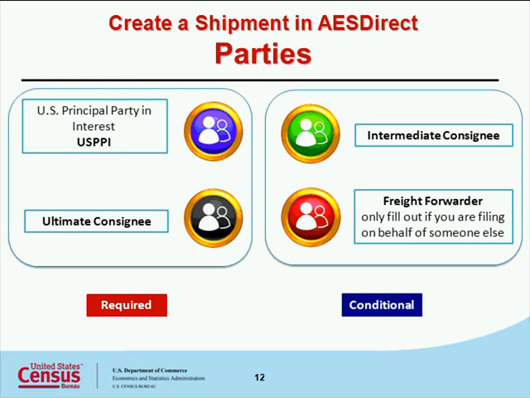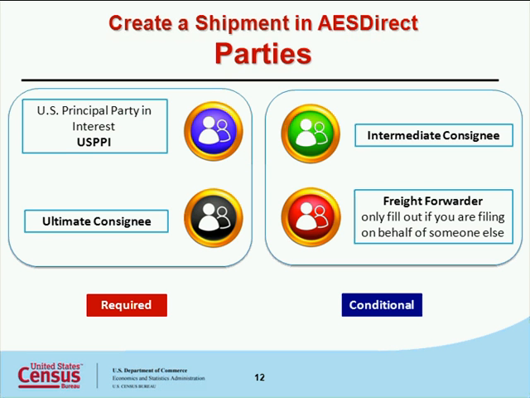When creating your shipment, you will need to identify different parties participating in each transaction. You will notice the USPPI and the ultimate consignee will always be required. Other parties are conditional based on the shipment. Let's review who each party refers to. The USPPI is the person or entity in the United States that receives the primary benefit, monetary or otherwise, from the export transaction. The ultimate consignee is the person, party, or designee that is located abroad and actually receives the export shipment.